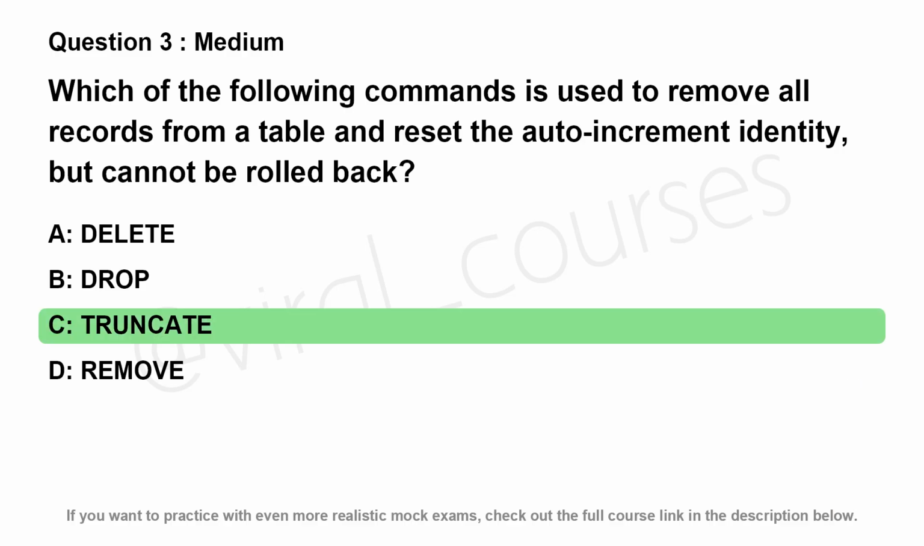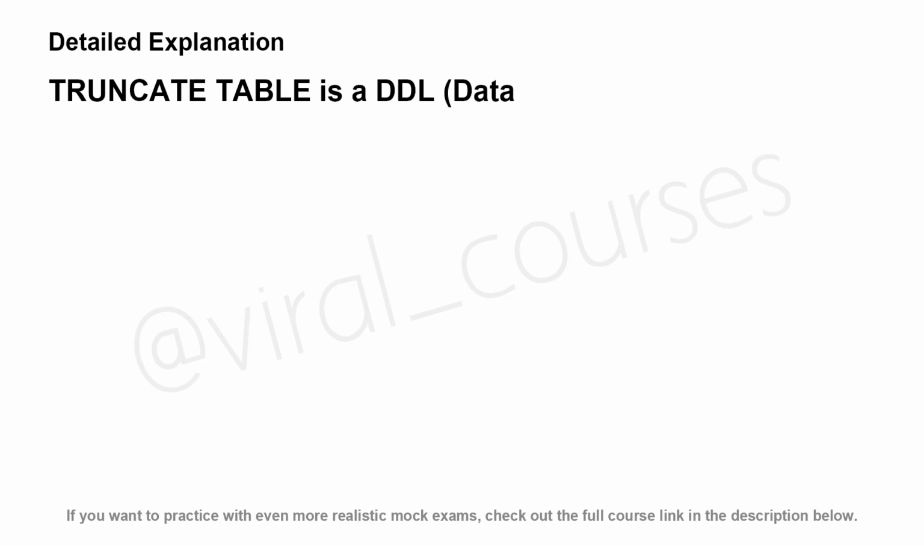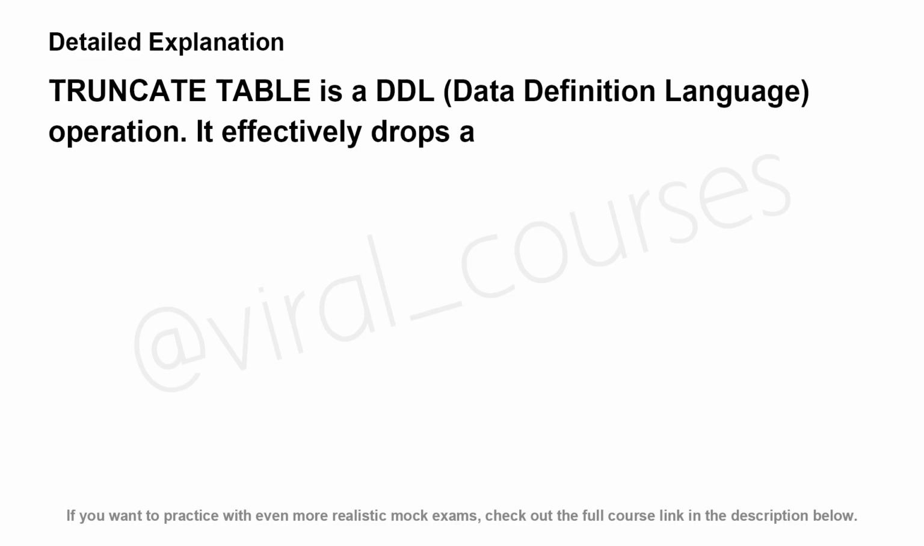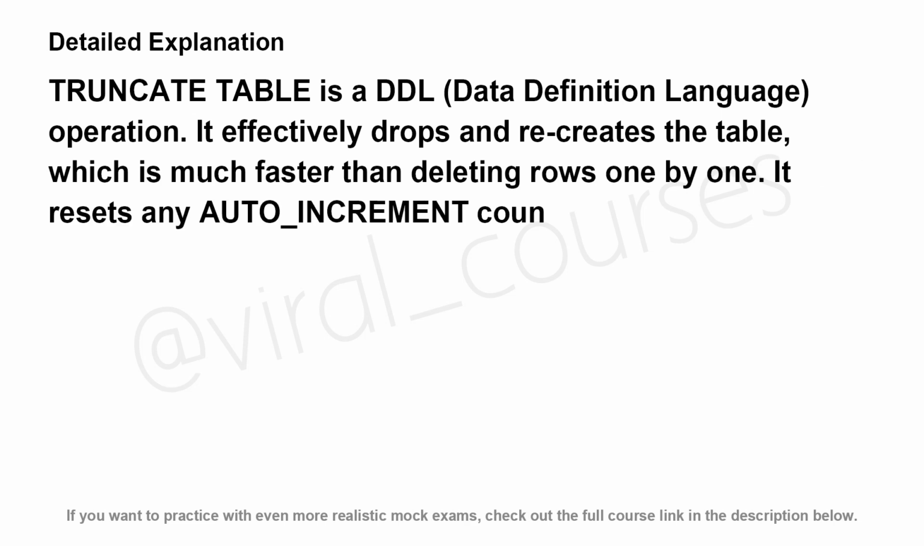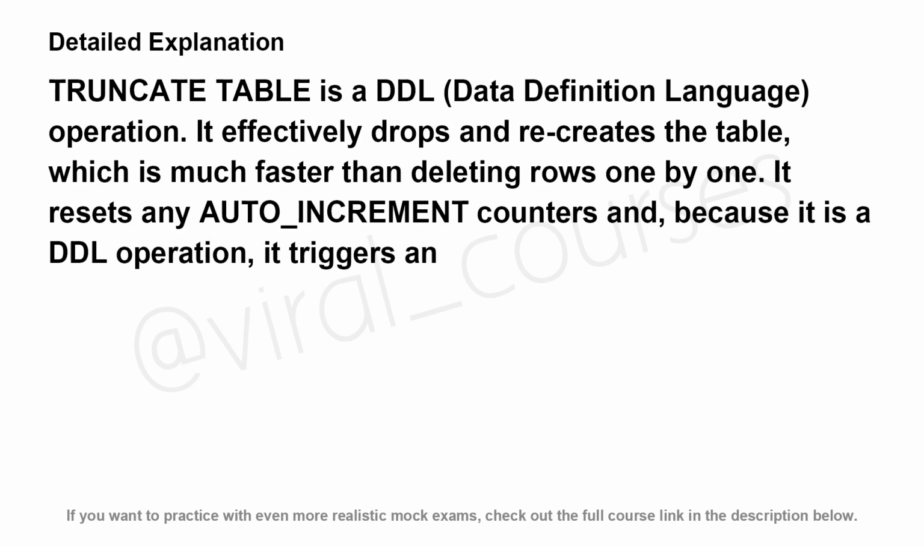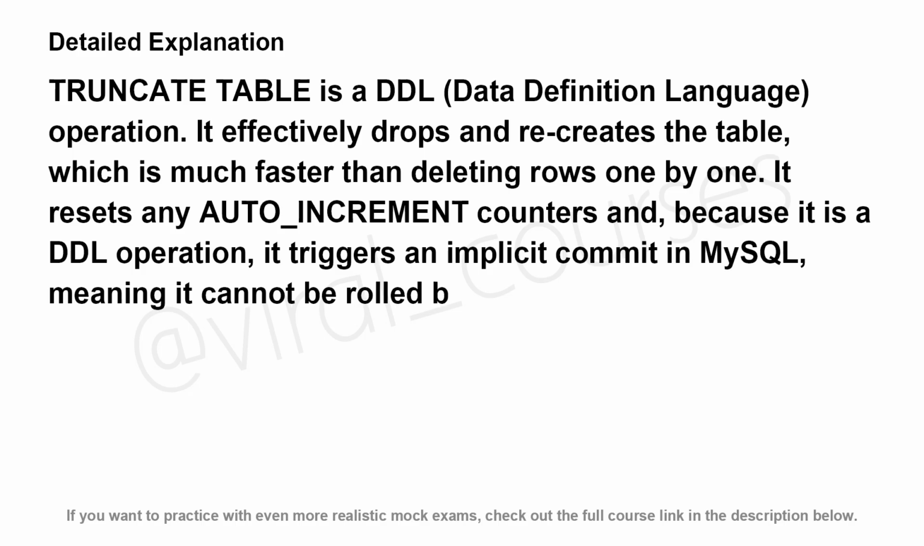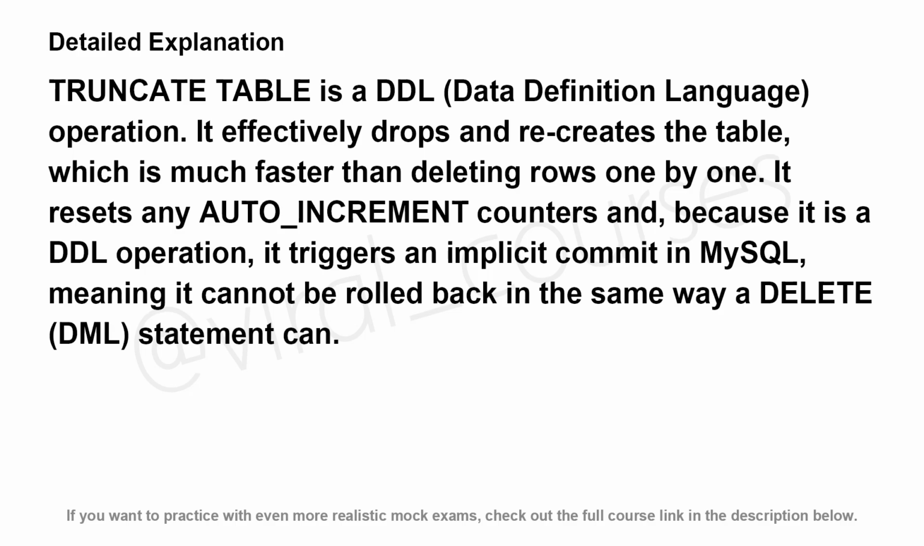The correct answer is C. Truncate table is a DDL, data definition language, operation. It effectively drops and recreates the table, which is much faster than deleting rows one by one. It resets any auto-increment counters and, because it is a DDL operation, it triggers an implicit commit in MySQL, meaning it cannot be rolled back in the same way a delete DML statement can.